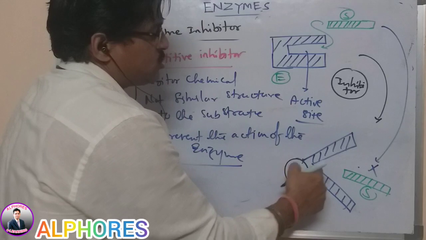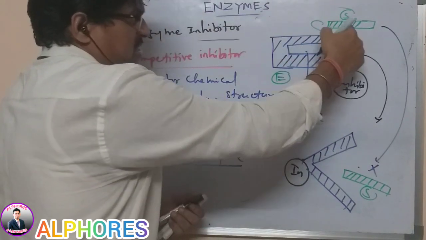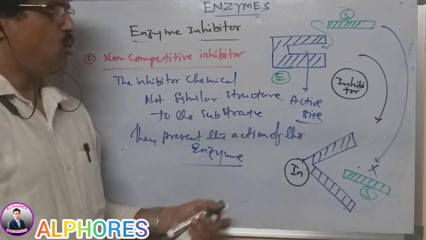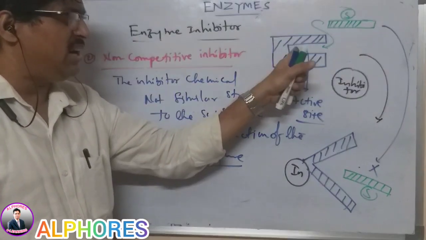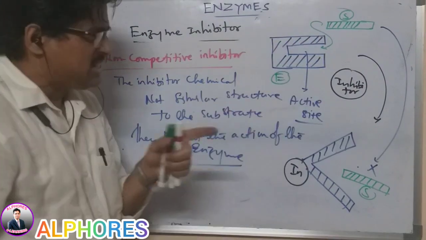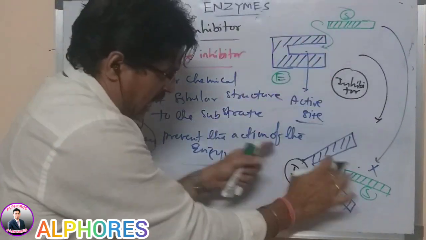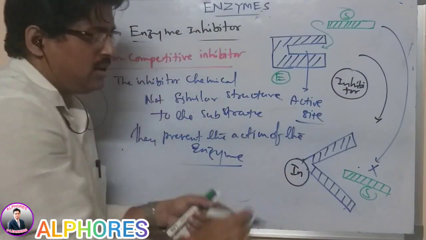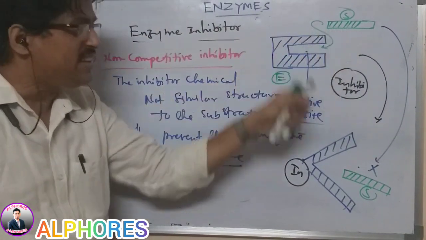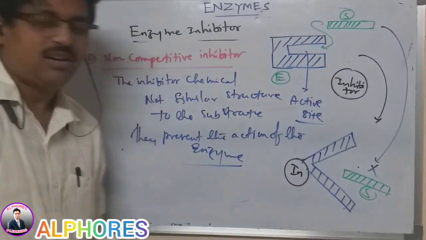So this is the enzyme. They lost the active site. Previously, this was fixed in the active site of the enzyme. Once this is fixed here, tightly bound, the enzyme-substrate complex is formed. But the active site is changed due to the attachment of the inhibitor, so it is not similar to the structure of the substrate. That is the reason it is called a non-competitive inhibitor.